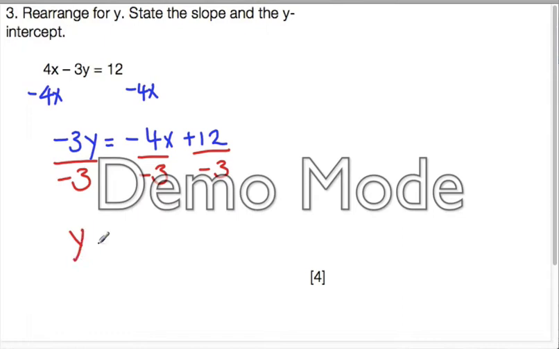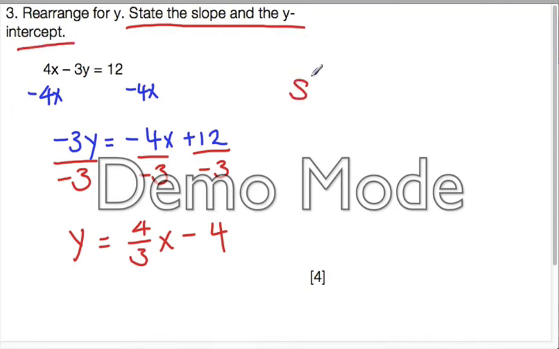So you would get y is equal to negative over negative is positive, so 4 over 3x minus 4, because 12 divided by negative 3 is minus 4. Okay, so you're not done. You found the equation of the line, y is equal to 4 over 3x minus 4, but you have to state the slope and y-intercept.